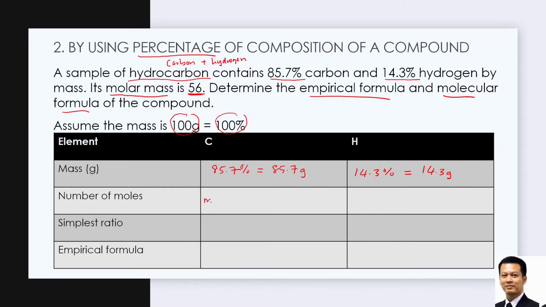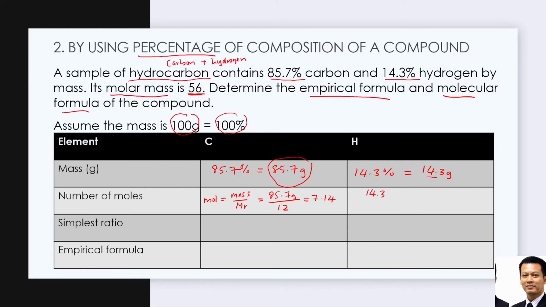Okay, so number of mole. Again, the formula is the same: mole equals mass over Mr. So the mass, for carbon, take this one, 85.7 gram over Mr. Mr for carbon is 12, right? So you need to calculate this one. I already calculated: 7.14. And this one, the same formula, mass over Mr. So the mass is 14.3, over hydrogen, which is 1. So you get 14.3.